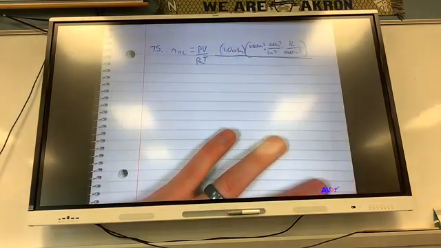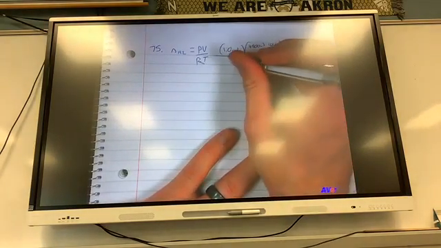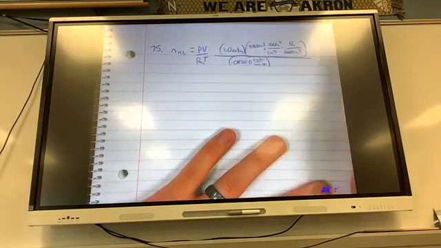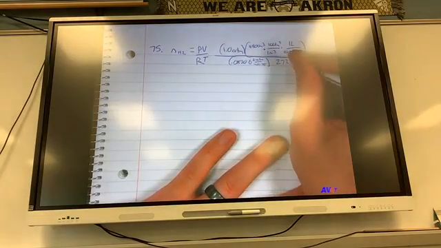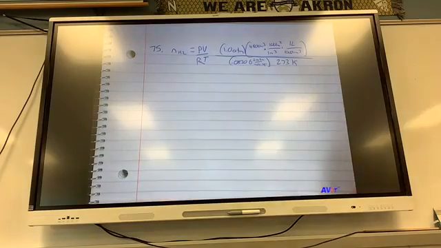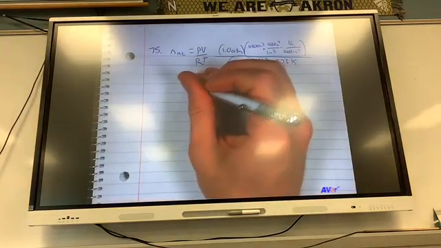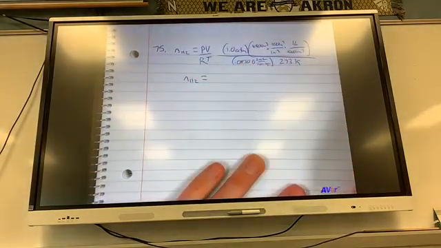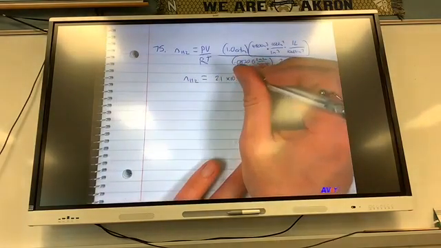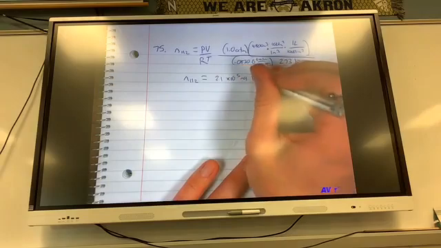You can do that before, after, within it. Over 0.08206 liters times atmospheres over moles times Kelvin, times 273 Kelvin, because it told me temperature of 0 and pressure of 1. So my number of moles of H2, I ended up getting 2.1 times 10 to the 5th moles of H2.